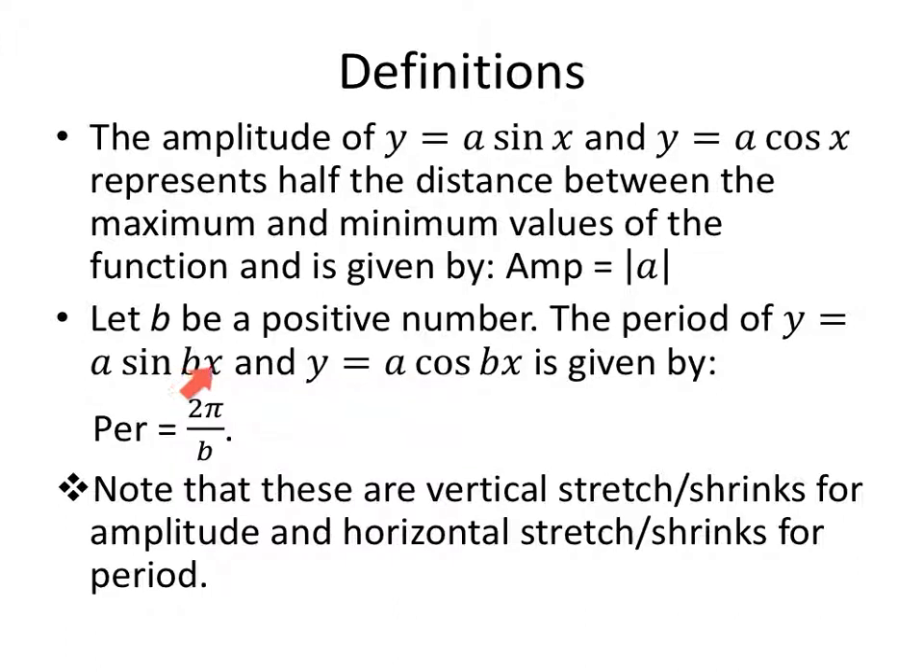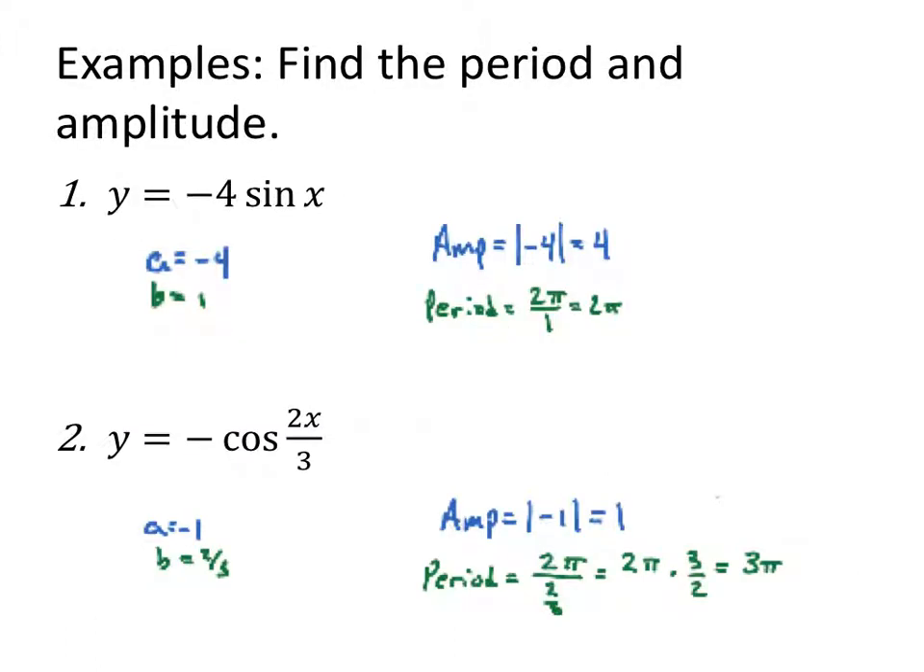And since multiplication on the inside has the opposite effect on the outside, that's 2 pi divided by b in order to find the period. So if we're given y equals negative 4 sine of x, my a is negative 4. My b, what's being multiplied by x? 1. My amplitude, therefore, is the absolute value of negative 4, which is 4. My period is 2 pi over 1, or 2 pi.